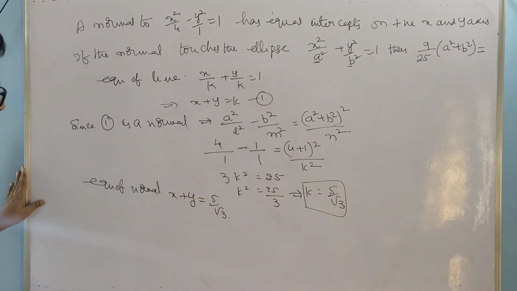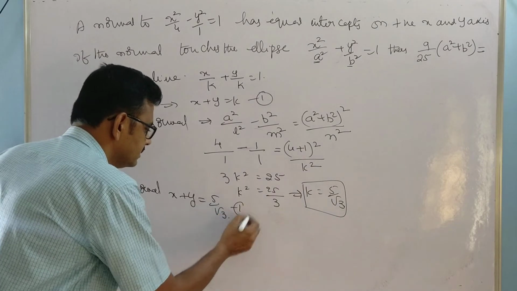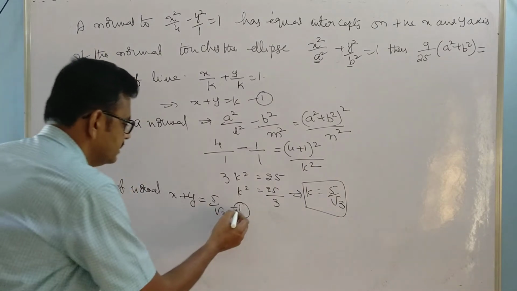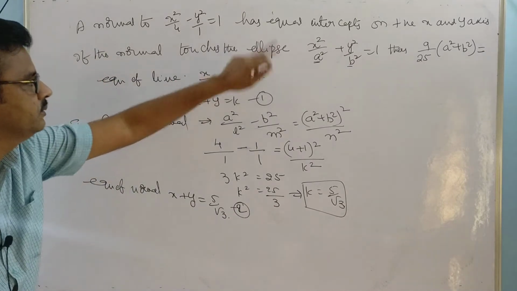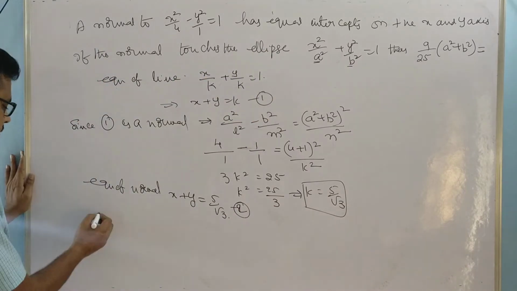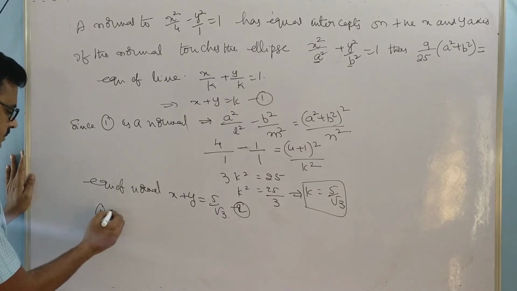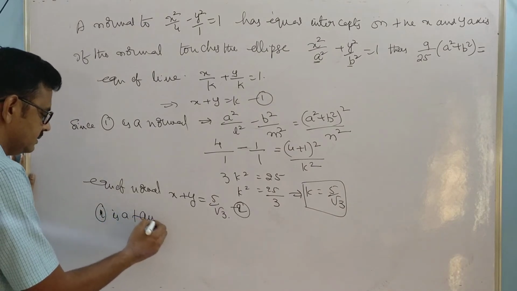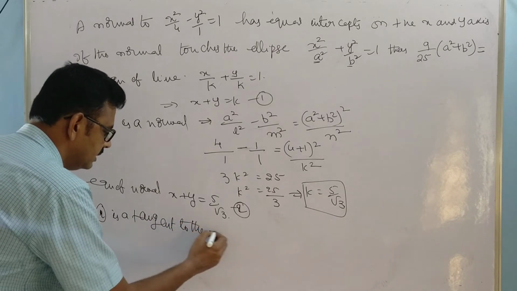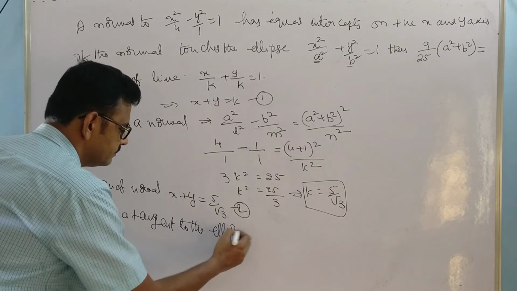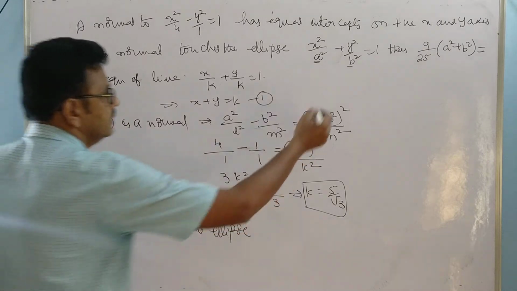Now this is treated as line 2. Now line 2 is a tangent to the ellipse. But the ellipse is given as this one.